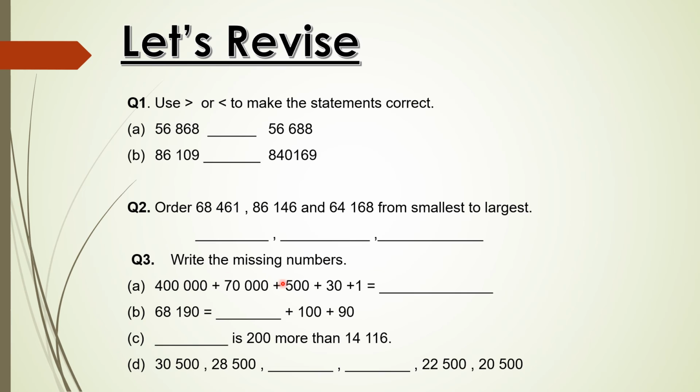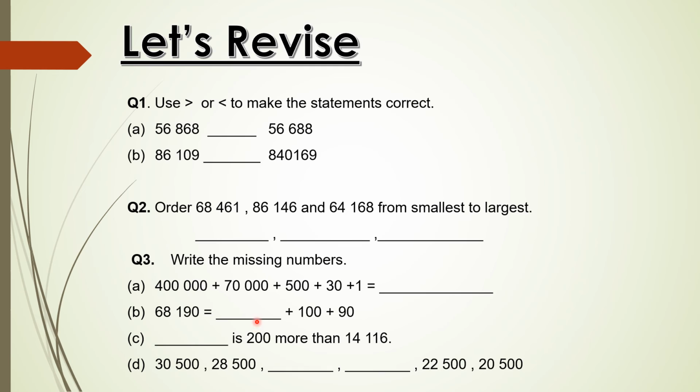4, 7, 0, 5, tens. After hundreds we have tens and then ones. So 4, 7, 0, 5, 3, 1. There is no 1,000 here. You can see that this is 100,000. This is 10,000. No 1,000 here, which is 0. Then hundreds, then tens, and then ones. So 4, 7, 0, 5, 3, 1.